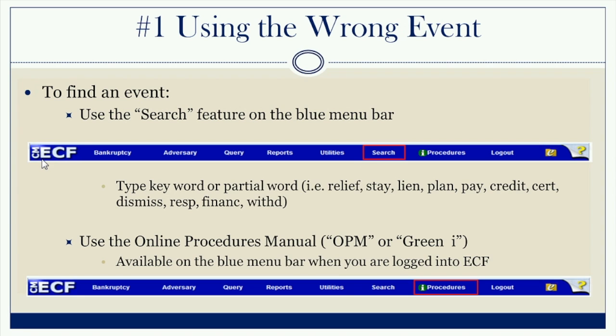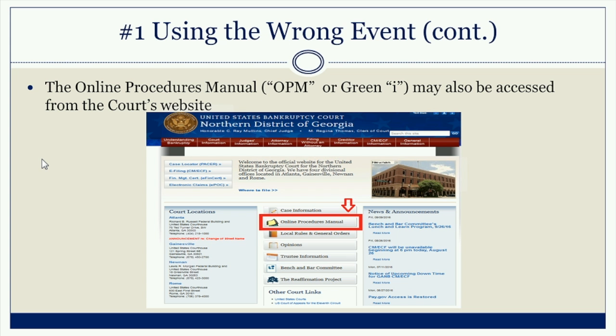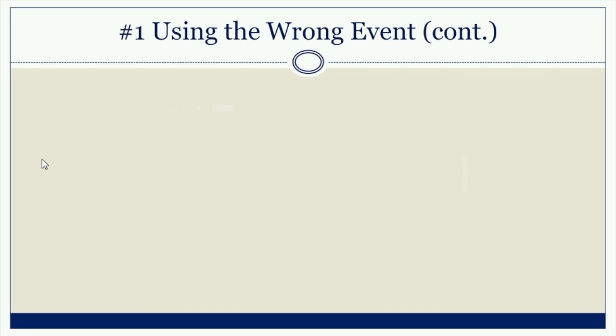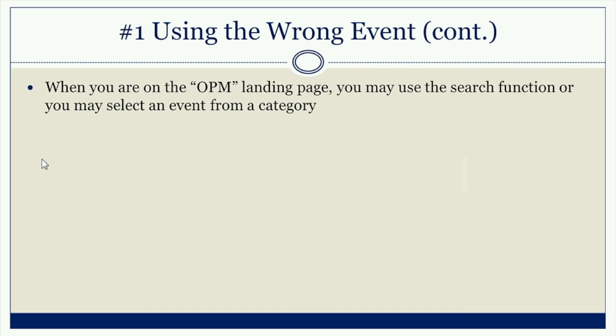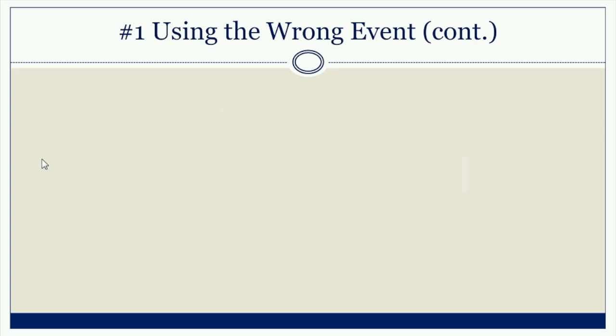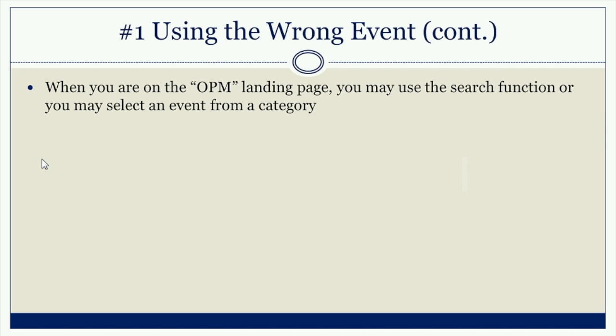So first, there's 2 ways you can find an event. You can use the search feature on the blue menu bar after you've logged into CMECF. You can type a keyword or partial word, such as "with," and it'll give you all forms of the word withdrawn. You can use the Online Procedures Manual, also known as the OPM or the green eye. It's also available on the blue menu bar when you're logged into ECF.